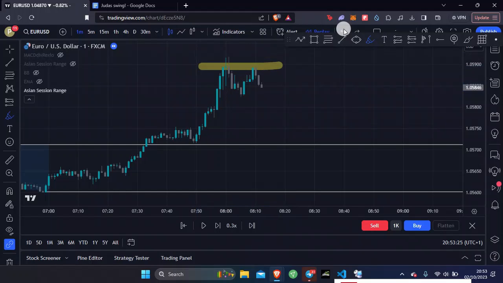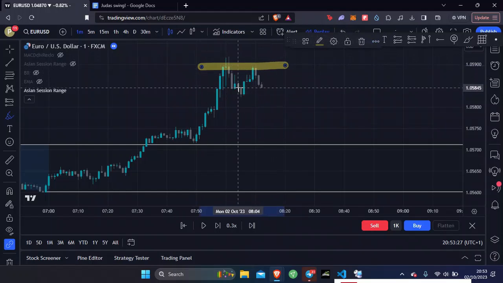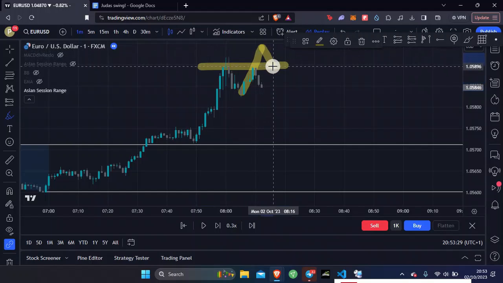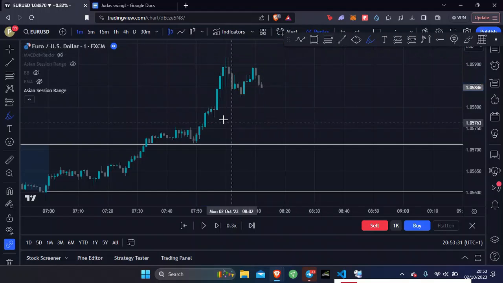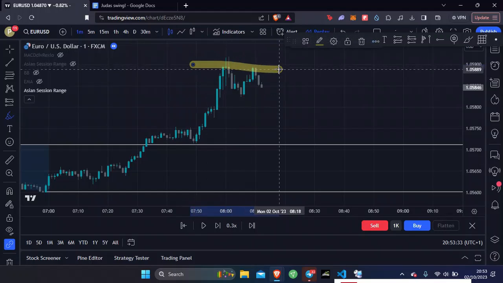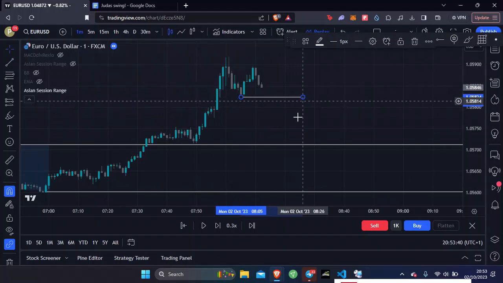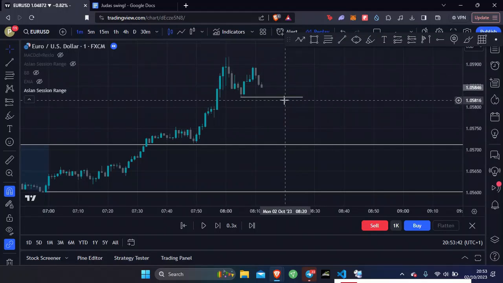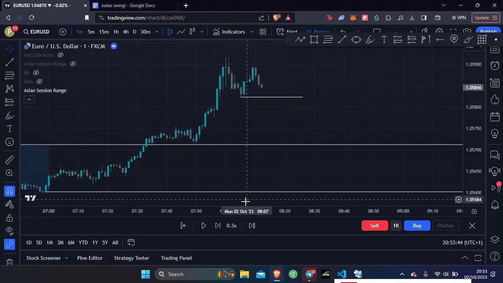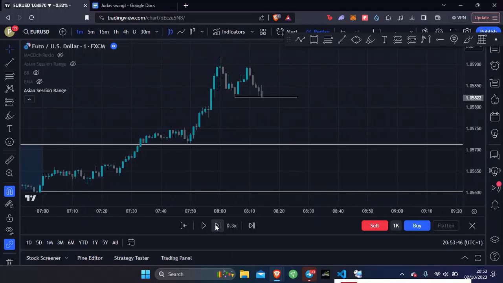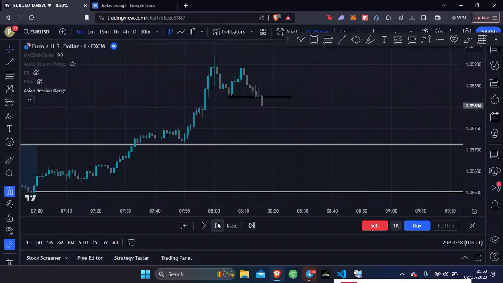Now that's how market structure works. This needs to be broken for us to have a higher high, then a higher low and a higher high, right? However, price has failed. So now that price has failed, what we can do is mark out this low right here and see if that gets broken. Because if that gets broken, now that gives us our market structure shift. And boom.